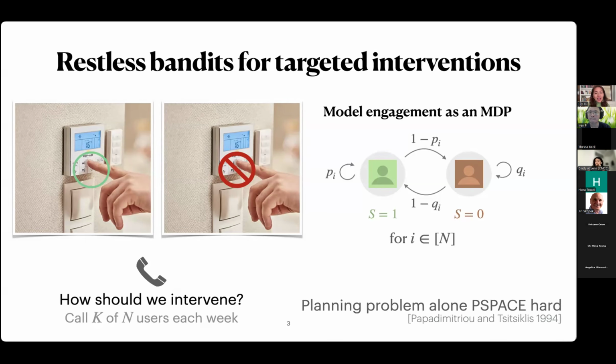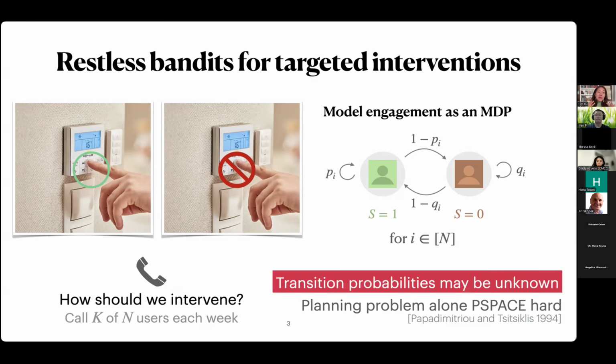Broadly, these restless bandit problems are PSPACE-hard for the planning problem alone. This is assuming that we have perfect information about the entire setting, so we know the state of every individual because we can see their exact power usage, and we know the transition probabilities they have of moving from engaged state to non-engaged state. So it's a really computationally complex problem.